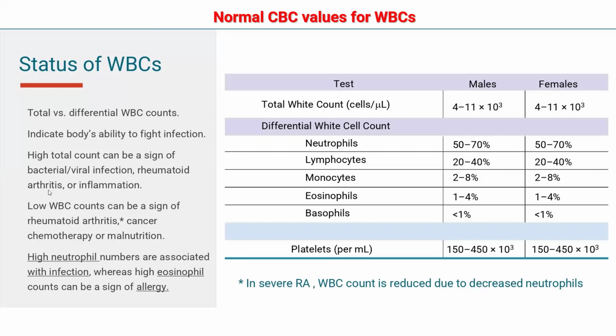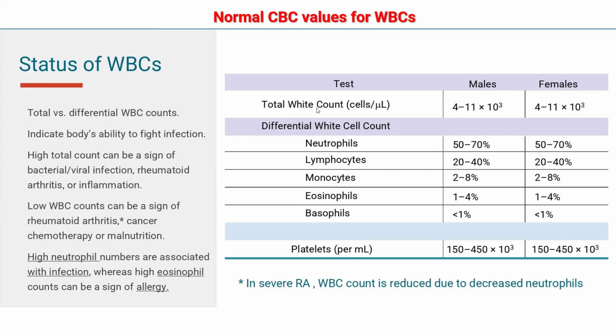Rheumatoid arthritis is a systemic chronic inflammatory disorder. Low white blood cell counts can be a sign of rheumatoid arthritis, cancer, chemotherapy, and or malnutrition. Neutrophils are a type of white blood cell mainly to fight bacteria, and high neutrophil numbers are associated with infection, whereas a high eosinophil count can be a sign of allergic reaction.